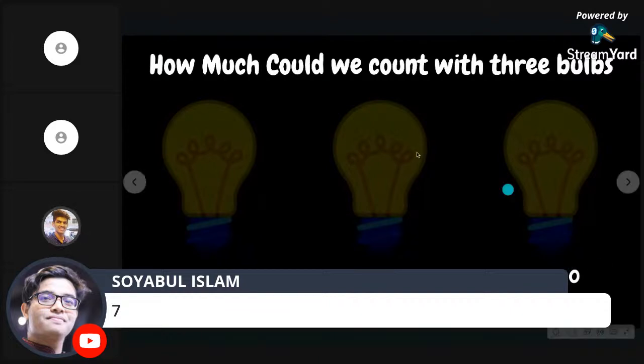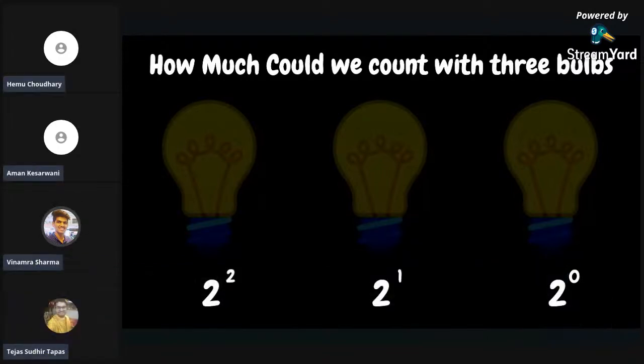To represent 0, let all of these three bulbs be off right now. So the value of the first bulb is 0, the second bulb is 0, the third bulb is 0. That means all of the three supplies that we have right now are off. That means the answer is 0. Now, if we have to go to 1, then what do we have to do?